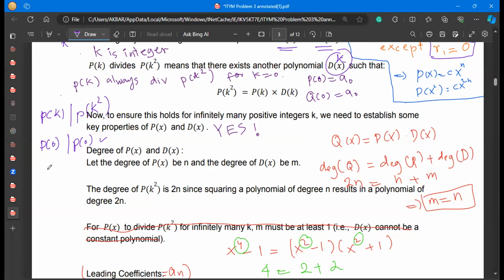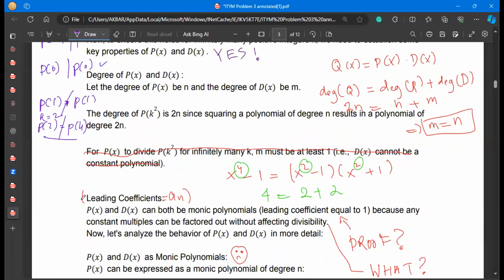Okay, so p of 1 divides p of 1, fair enough. p of 2, for instance, should divide p of 4. Now you have this case, a generic case. I'm taking k equal to 2, and p of 2 should divide p of 4. So what kind of polynomial would this be, that whenever I put 2, whenever I put 4, it has the division property?